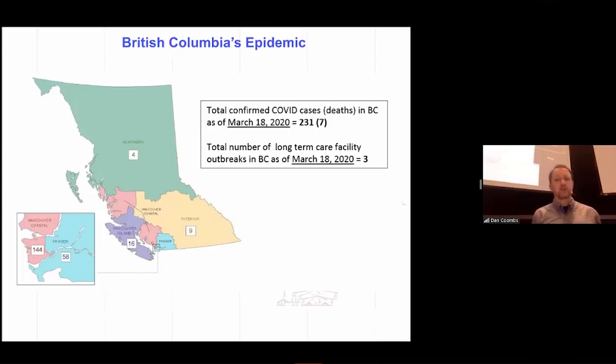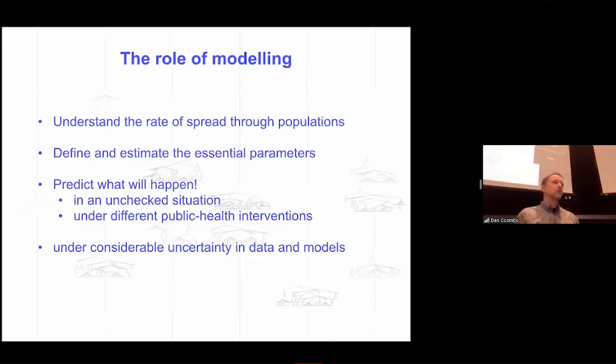You can see the geographical spread. It's primarily around Vancouver and the lower mainland. Okay, so what's the role of mathematical modeling? I'm going to summarize the epidemic up through now in different ways. What's the role of mathematical modeling in this?